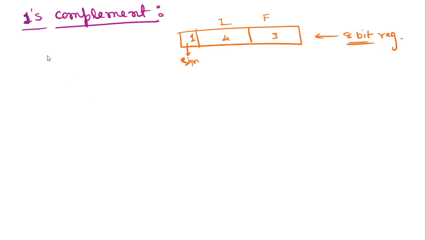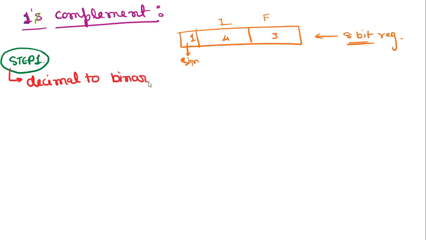Now let's discuss. Whenever we are converting any number to a one's complement representation, what we do is step one. What is step one? In step one, we convert the value from decimal to binary. Now we will get some result out of it, right? We will get some result out of it. Okay, this will be the result.